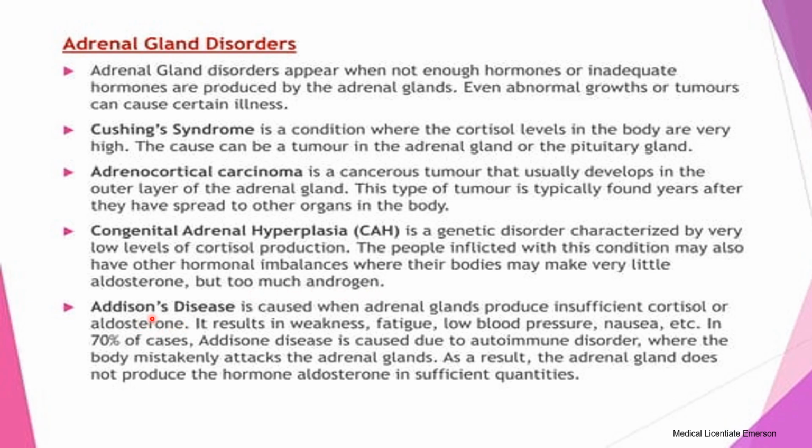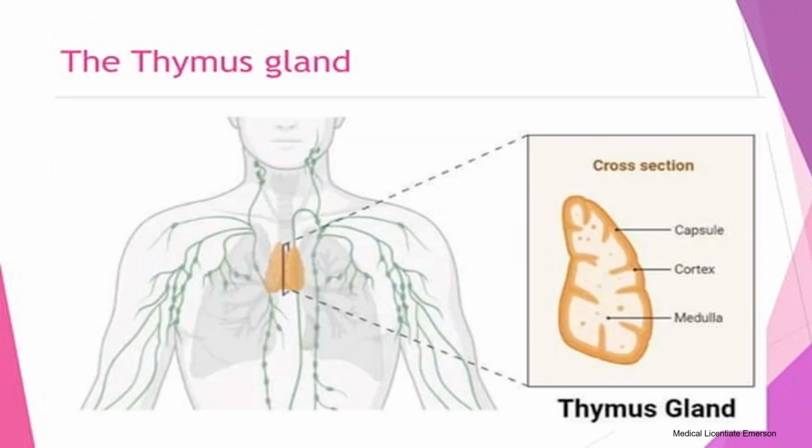Then the last condition is Addison's disease, which is caused when adrenal glands produce insufficient cortisol or aldosterone. It results in weakness, fatigue, low blood pressure, nausea, etc. in 70% of the cases. Then we have Addison's disease, which is caused due to autoimmune disorder, where the body mistakenly attacks the adrenal glands. As a result, the adrenal glands do not produce the hormone aldosterone in sufficient quantities. So those are some of the conditions.